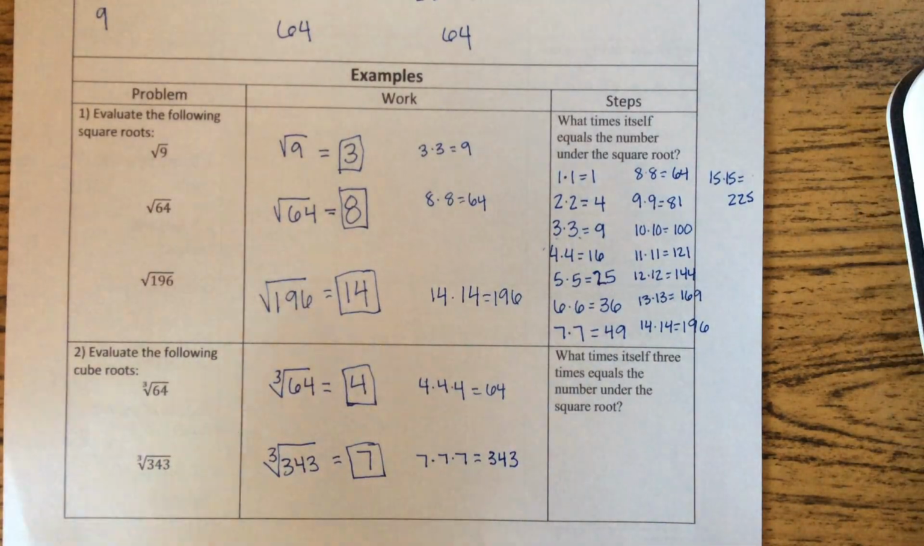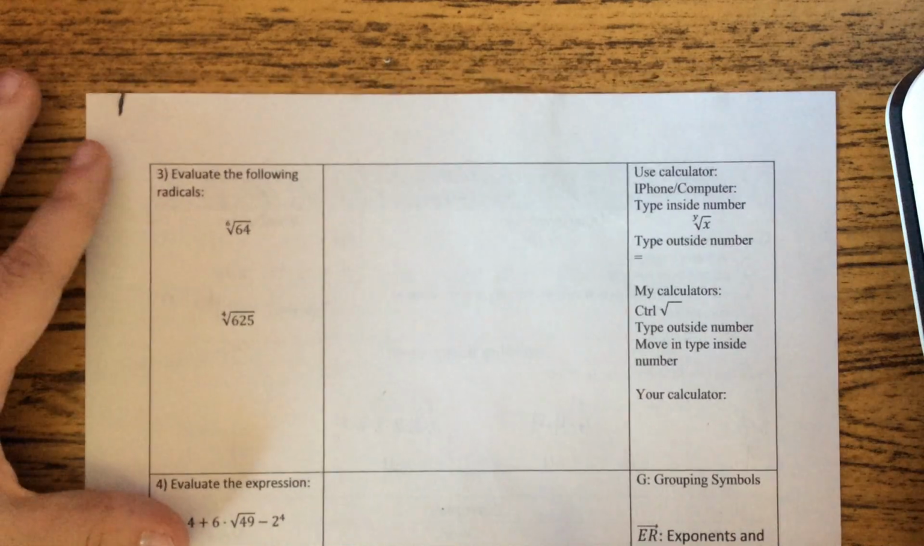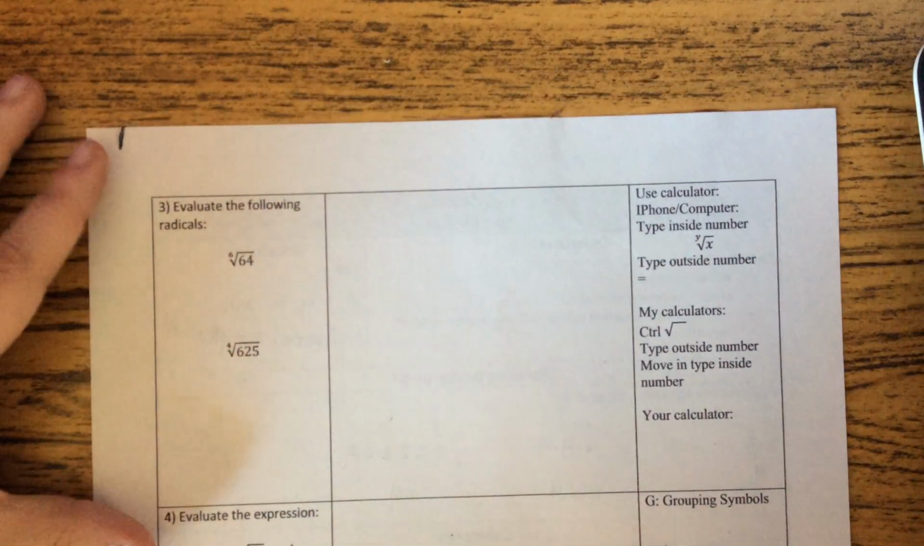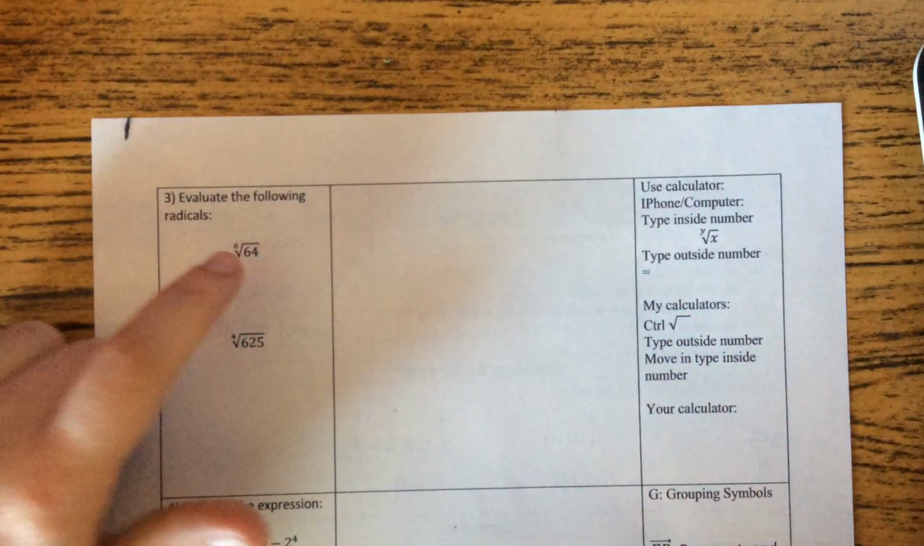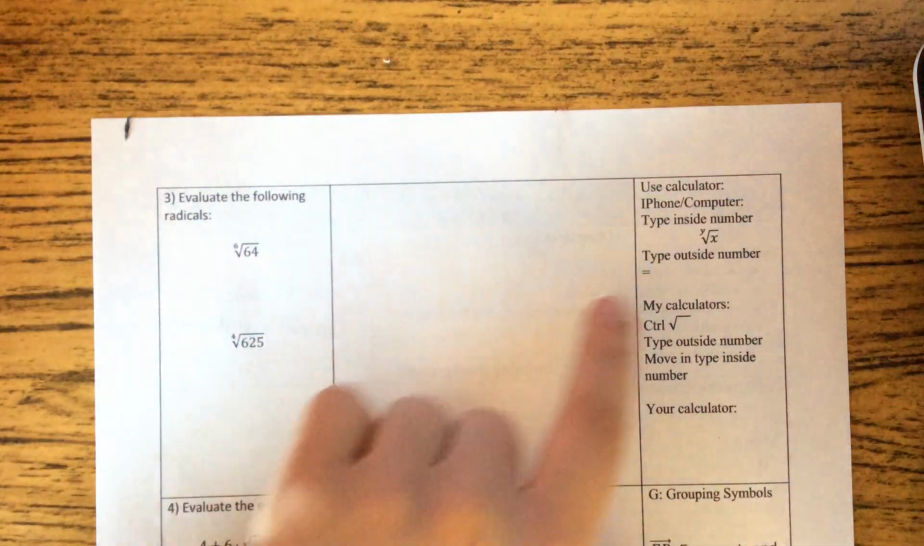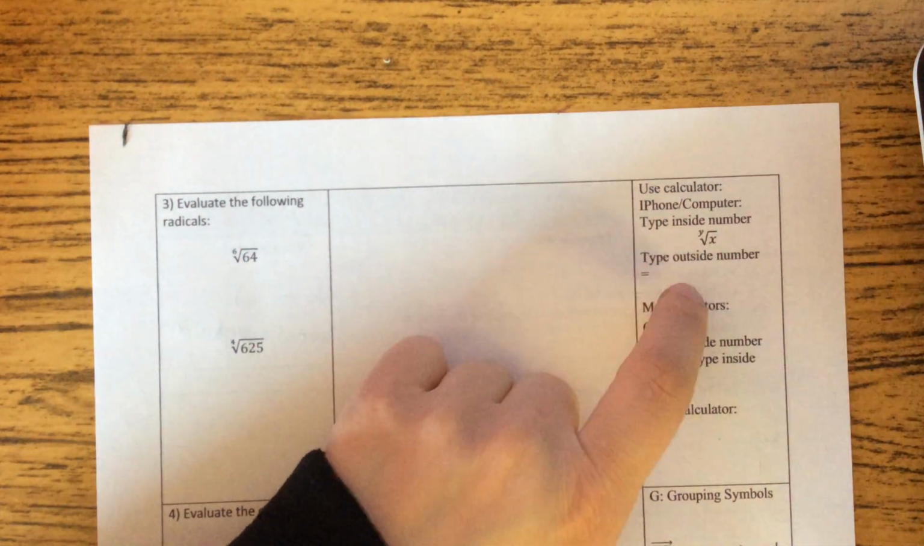Okay? All right. Last one. Just kidding. Last one of these, and then we have a few expressions. So we're going to evaluate these. So this is called the 6th root of 64. And there's two ways. I'm going to show you on your iPhone or computer how you would type that.